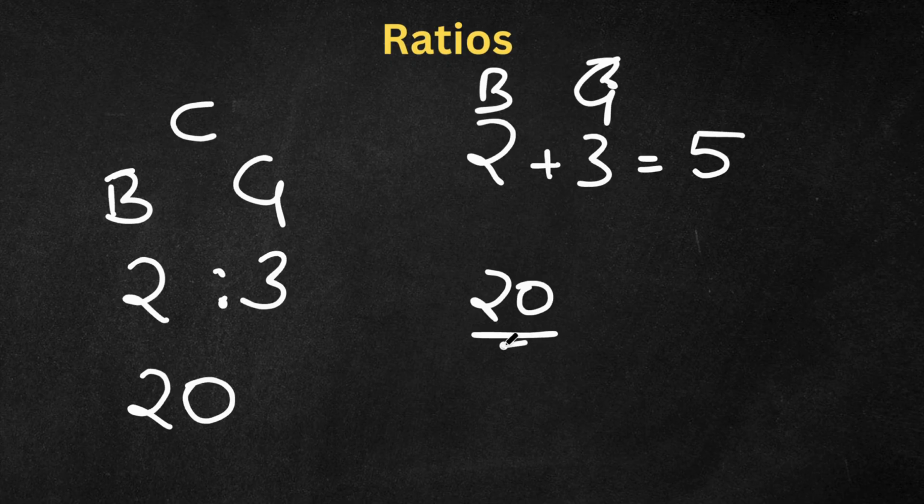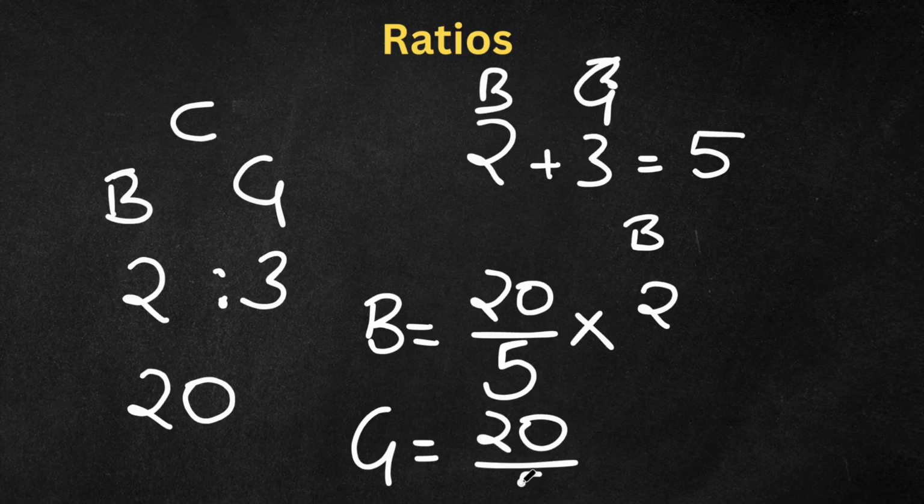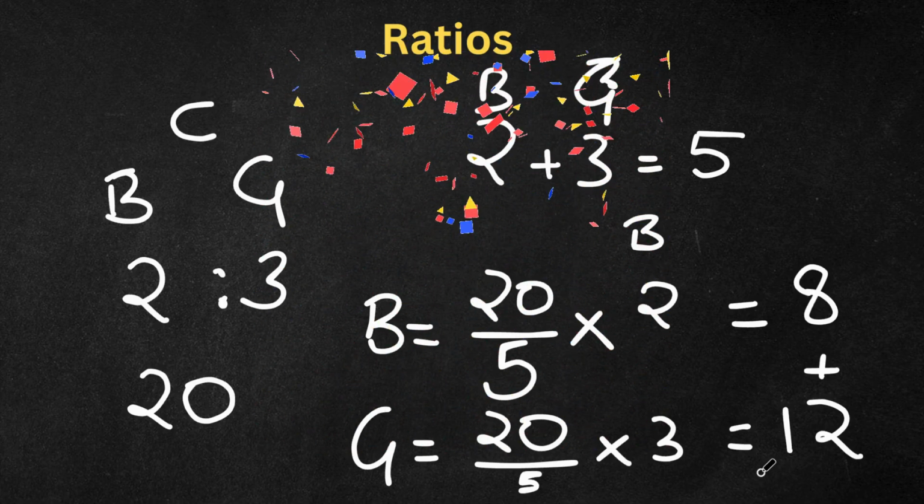Now what I will do is make a very simple thing. I will do 20 over 5 times, if I have to find boys, I will do 2. If I have to find girls, I will again do 20 over 5 times 3. So when you solve it, I'm not going to go into fraction simplification and multiplication. That's a different video. This should come to 8 and this should come to 12, right? So 8 plus 12, 20. So there are 20 students in the class. There are 8 boys and there are 12 girls, right?